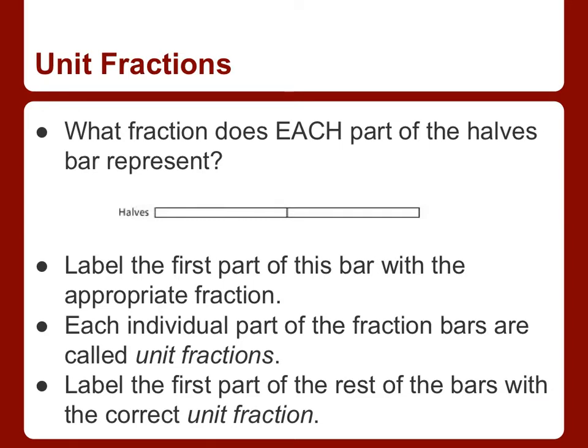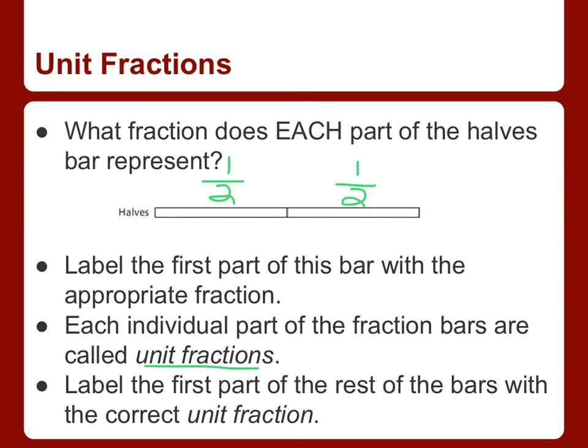Let's take a look at unit fractions. What fraction does each part of the halves bar represent? Well, since there's 2 pieces, we know that the denominator has to be 2. Each of the pieces is one of 2 equal size pieces. When you label the fraction bars, the first part of every fraction bar will always have a numerator of 1. We call these unit fractions. Each individual part of the fraction bars are called unit fractions.